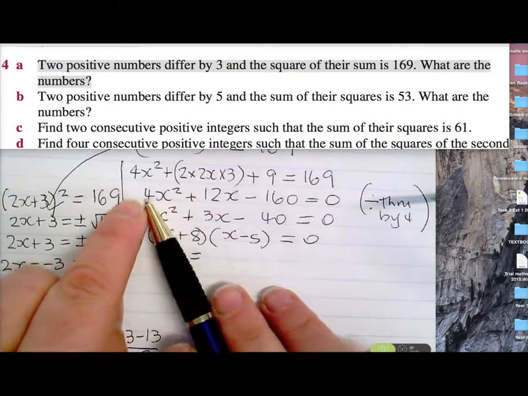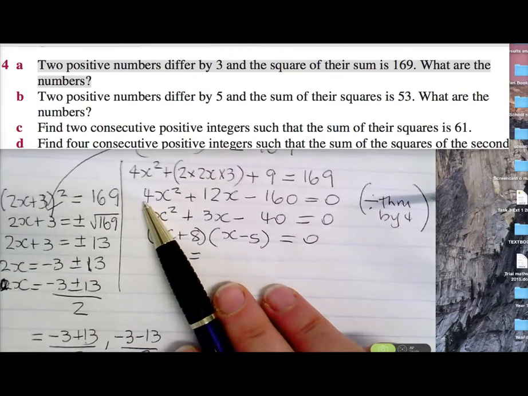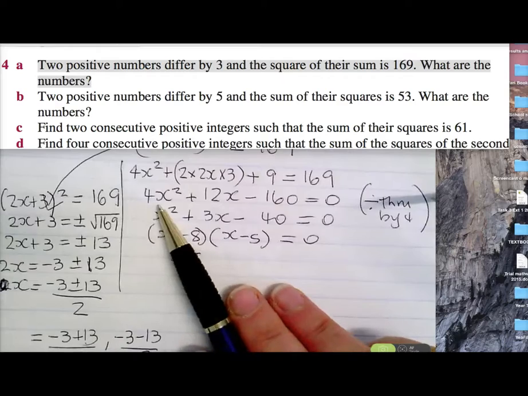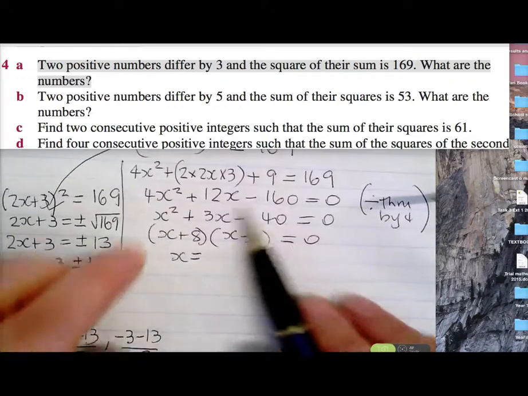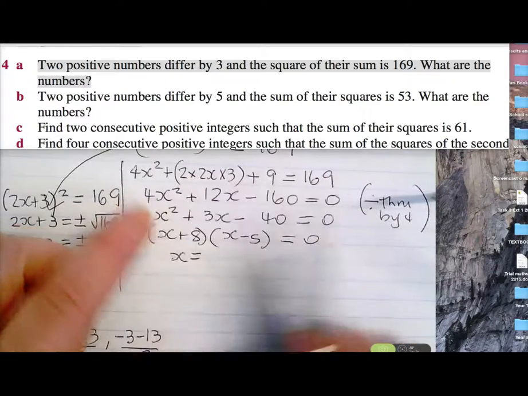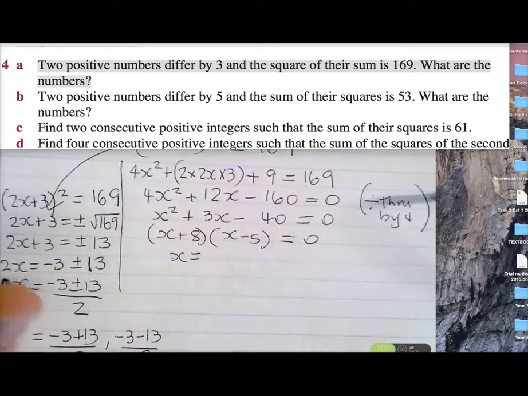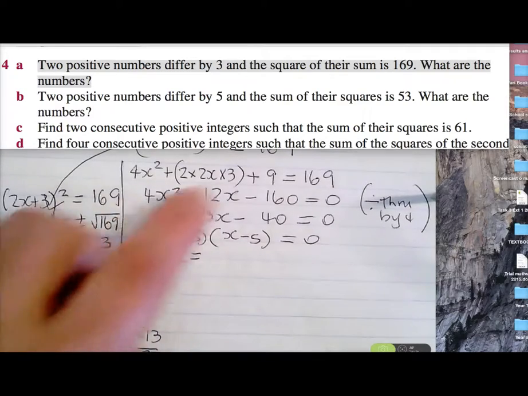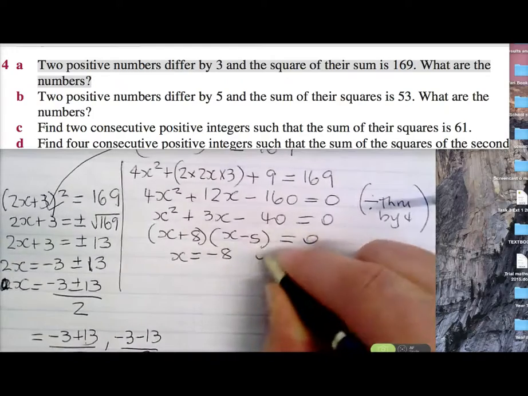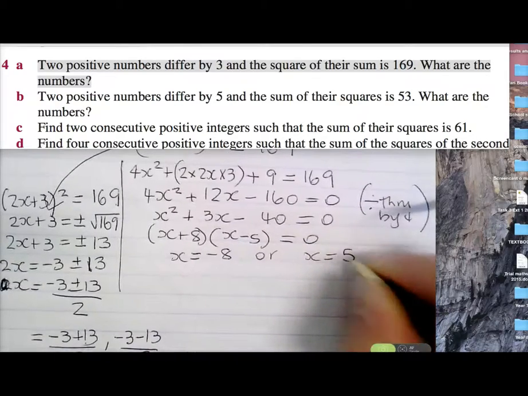And because I know, girls, it's much easier to factorize a monic quadratic, so it's easier to divide. They're all divisible by 4. So I'm dividing both sides of the equation by 4. 0 divided by 4 is 0. So dividing them all by 4. So girls, I get x is negative 8 or x is positive 5.